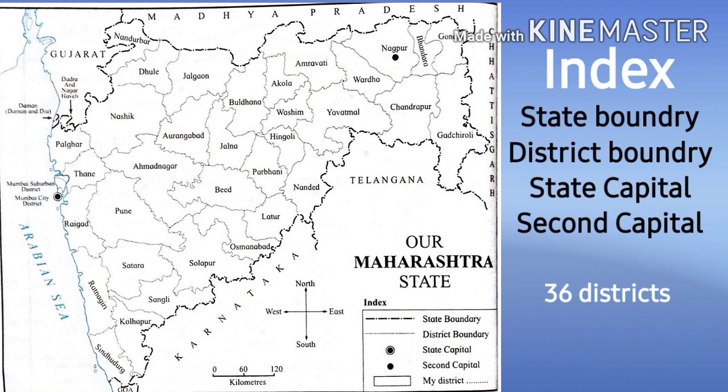Third is the state capital. The state capital of Maharashtra is Mumbai, which is shown on the map at the extreme left-hand side. The second capital of Maharashtra is Nagpur, which is shown on the right-hand side of the map.